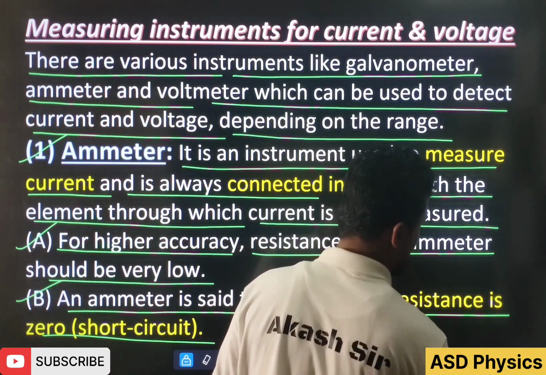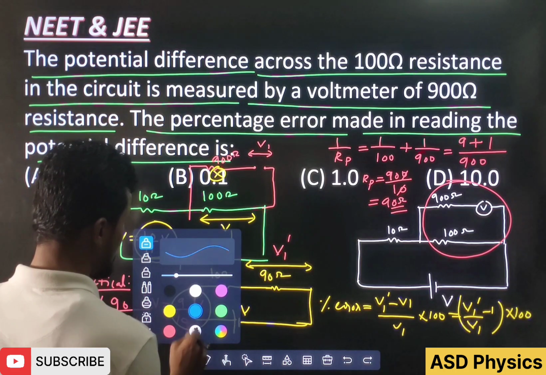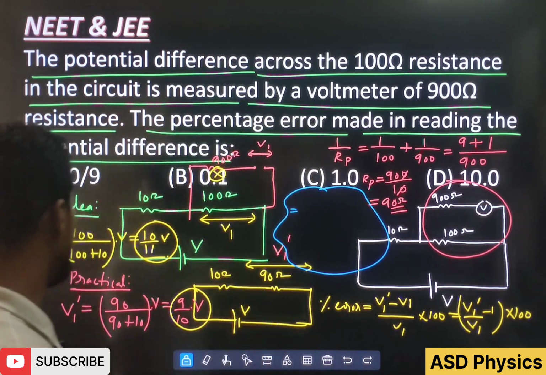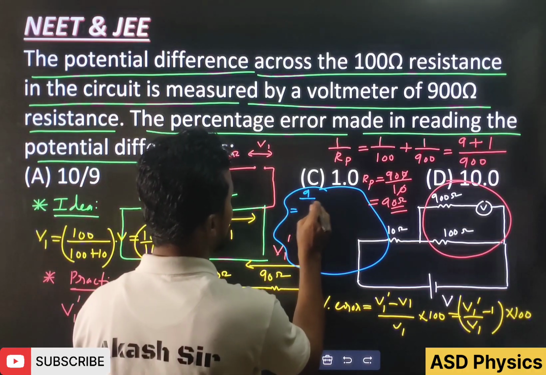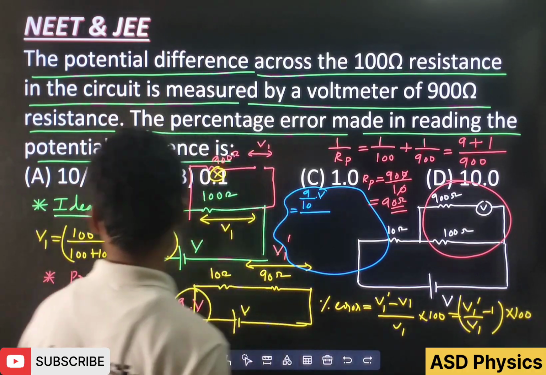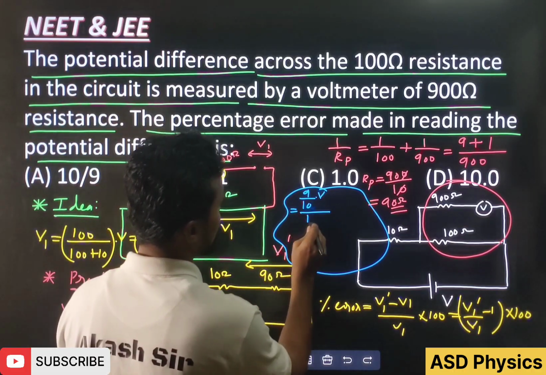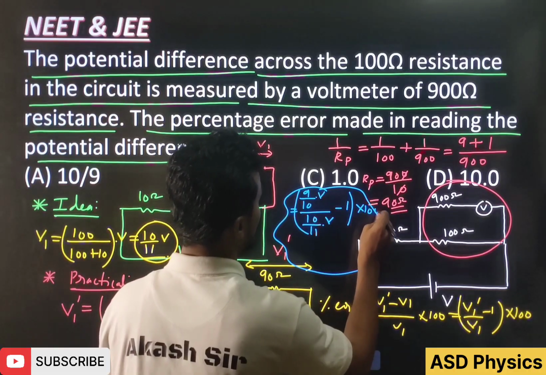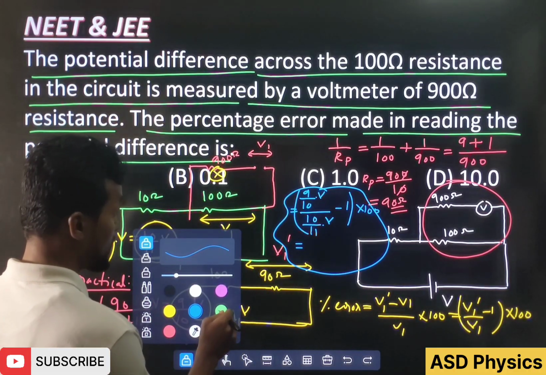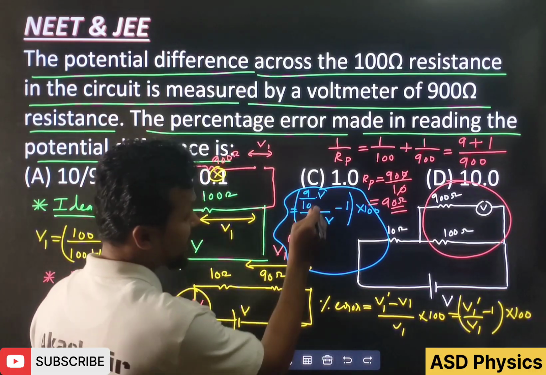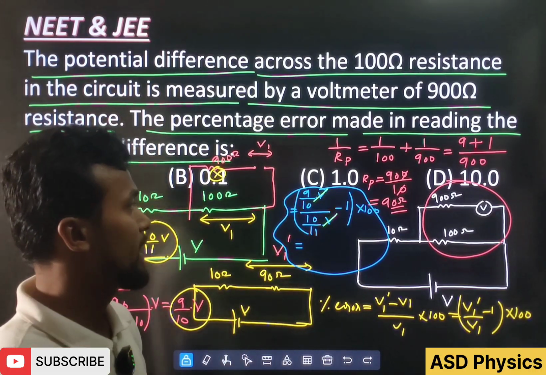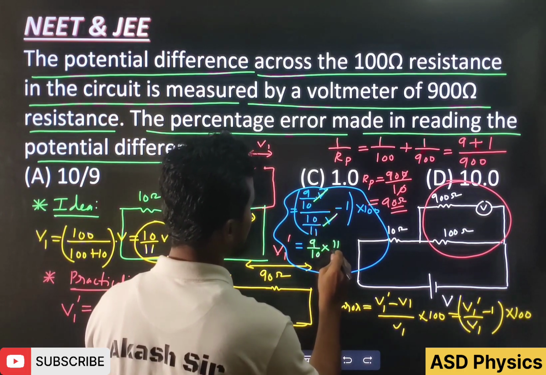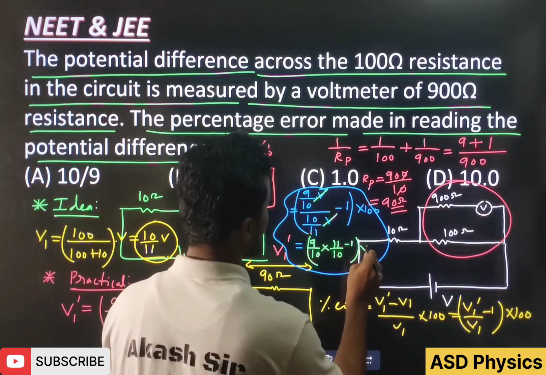Space is not there now, so I will do it here for you. V1 dash is 9 by 10 V, and V1 is 10 by 11 V. So we have 9 by 10 V divided by 10 by 11 V, minus 1, into 100. V cancels, so it becomes 9 by 10 and it will be reversed, 11 by 10, minus 1 into 100.